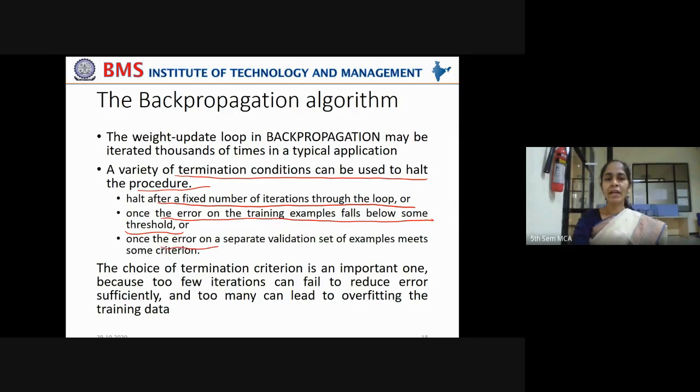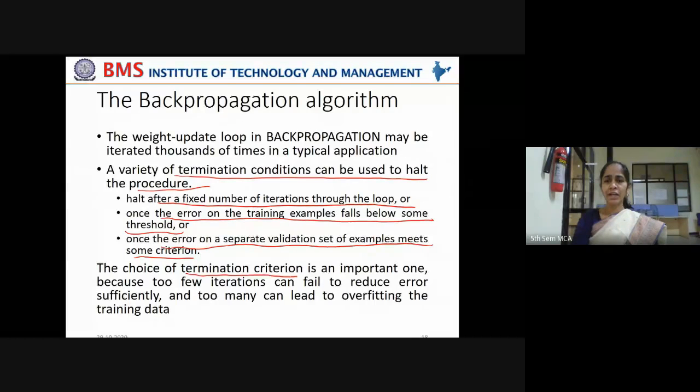Or stop once the error on a separate validation set of examples meets some criterion. I already told you that whenever you have some data set, we divide it into a training set and a validation set. You train the model on the training set and see how it performs on the validation set. Once the error on the validation set meets some criterion, say only 4% or 5% error, you can compromise with that kind of error. There you can stop this weight adjustment loop, right?